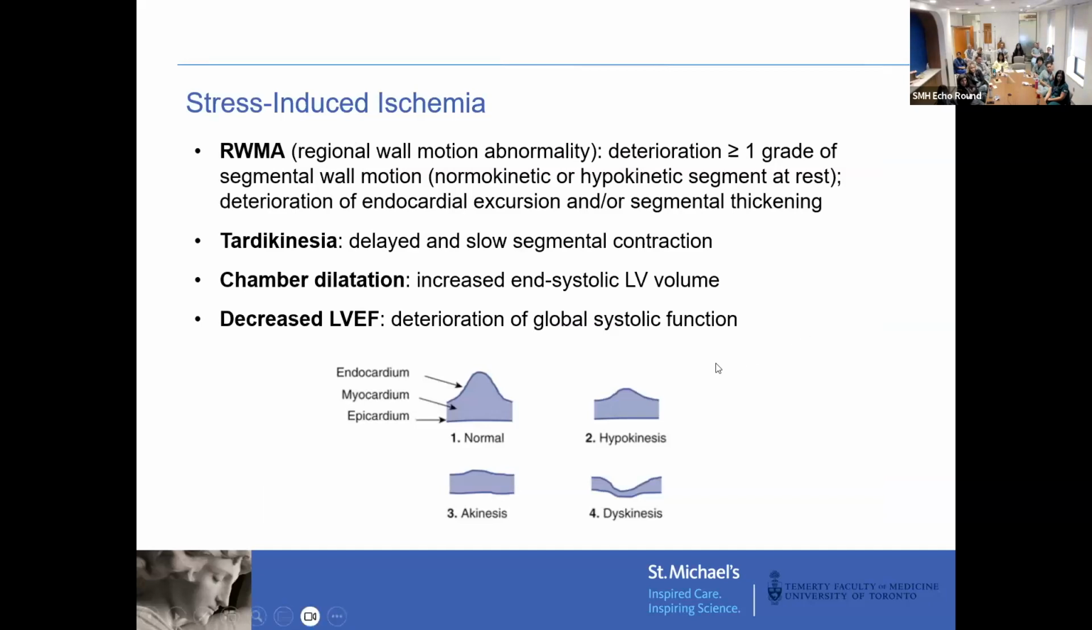So stress-induced ischemia can present as either regional wall motion abnormality, where you can go from normal to hypo to akinetic or even dyskinetic. You can have tardokinesia, which is just a delay and a slow segmental contraction. You can also have chamber dilation, and of course, an overall drop in your LV ejection fraction would also be a sign of ischemia. The chamber dilatation is usually a visual assessment of the LV chamber as a whole, and that's what we generally call transient ischemic dilatation, or TID.